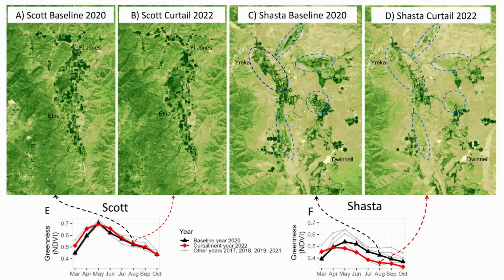We see something different in the Shasta. I've highlighted areas in blue there, areas that were really green in 2020, but in 2022, they were much less green. So the maps are in August. If we look at the line plot in the lower right, it shows that across the whole growing season, the Shasta Valley as a whole was less green in the curtailment year than the baseline year.